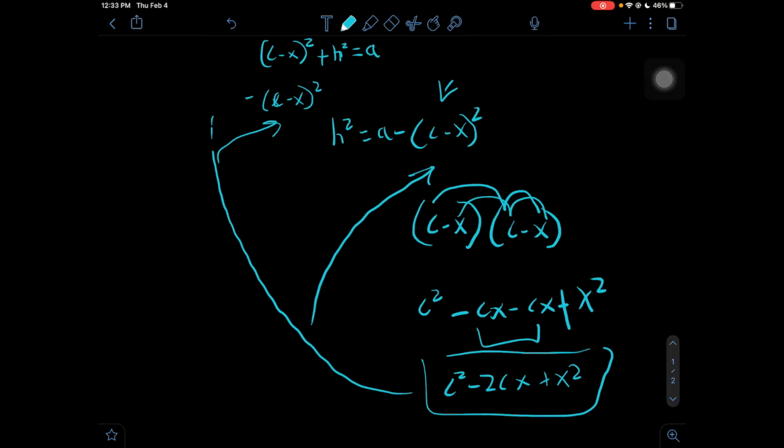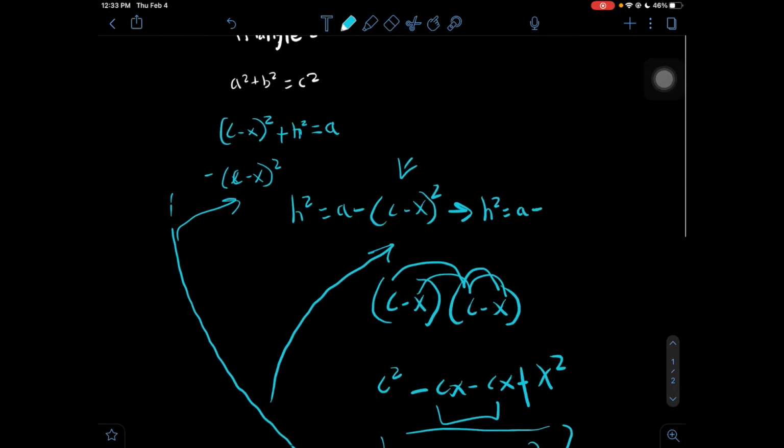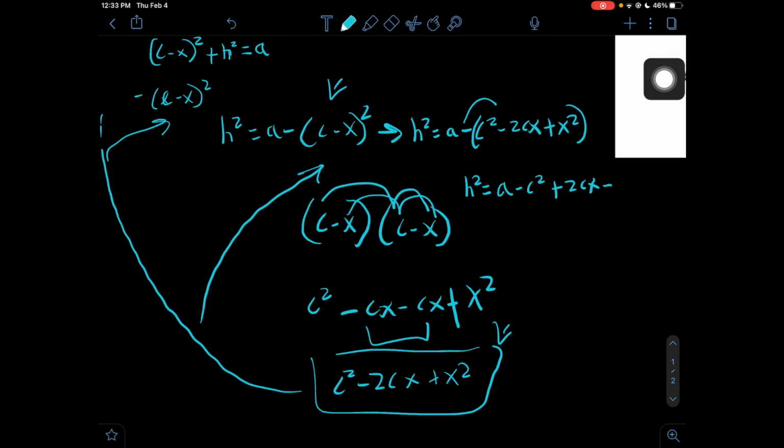So now that we have this, let us simplify it down, or expand it out, I should say. So we have h squared equals a minus the value we just found right here. So we have h squared equals a minus c squared minus 2cx plus x squared. But remember, this was in parentheses, so we have to distribute the negative. So we get h squared equals a minus c squared plus 2cx minus x squared, because you're distributing this negative, meaning we're multiplying all the terms by negative 1. So now that we have h squared equals a minus c squared plus 2cx minus x squared, we have set both triangle 1 and triangle 2 equal to h squared.